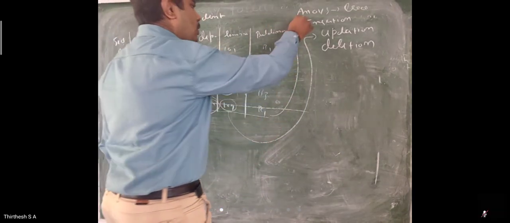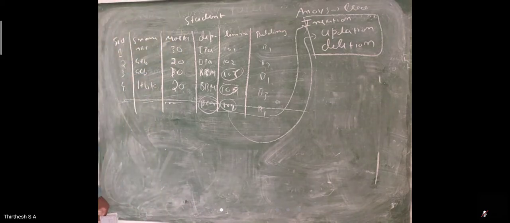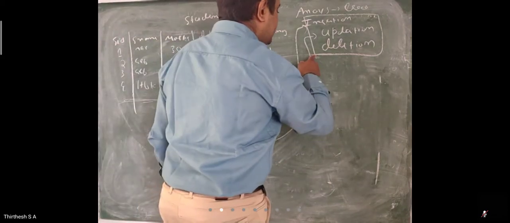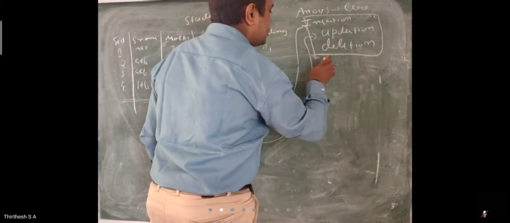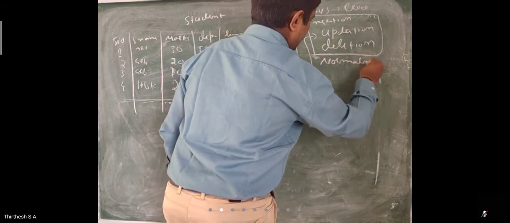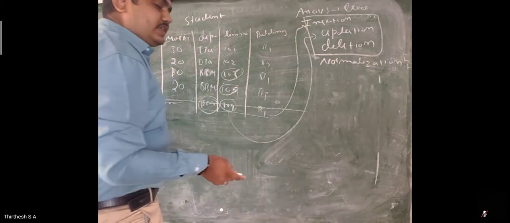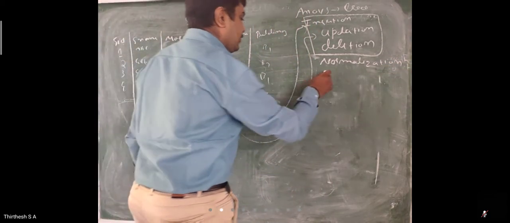So to overcome these anomalies in the database, we introduced a concept called normalization. In this, we have three types. Let us discuss first normal form first.